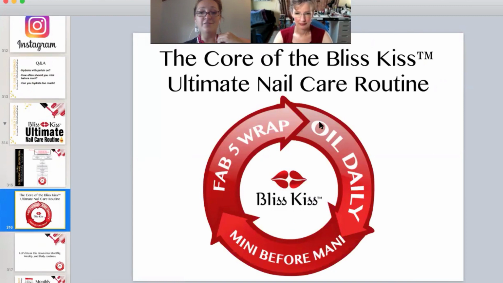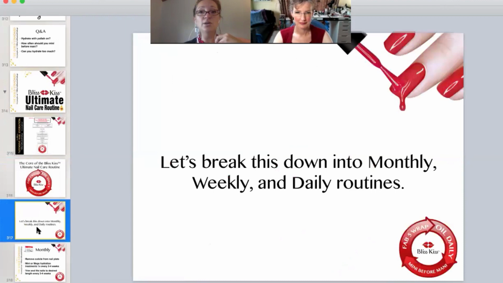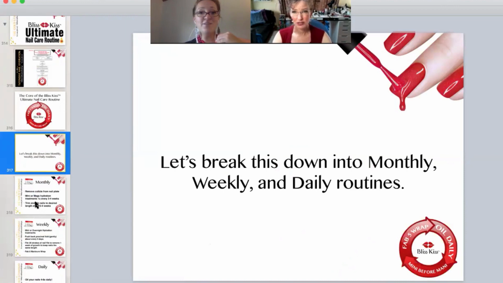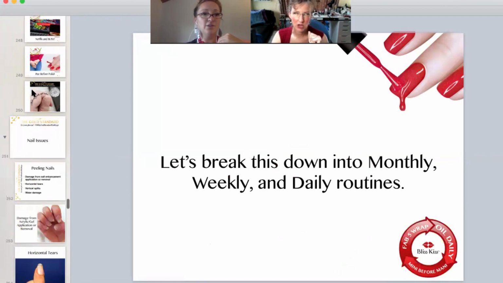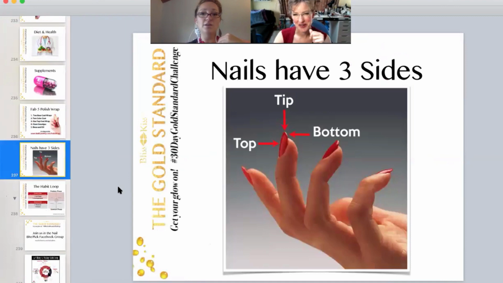Like we've said so many times, your nails do not need to breathe. And the Fab Five is really important because remember, nails have three sides. Tip, top, bottom. Let me show you that one. Wrap it around. You got it. Bottom: a layer of base coat and a layer of top coat wrapped around the free edge if you've got it. Nails have three sides: tip, top, bottom. So that wrap is really important.